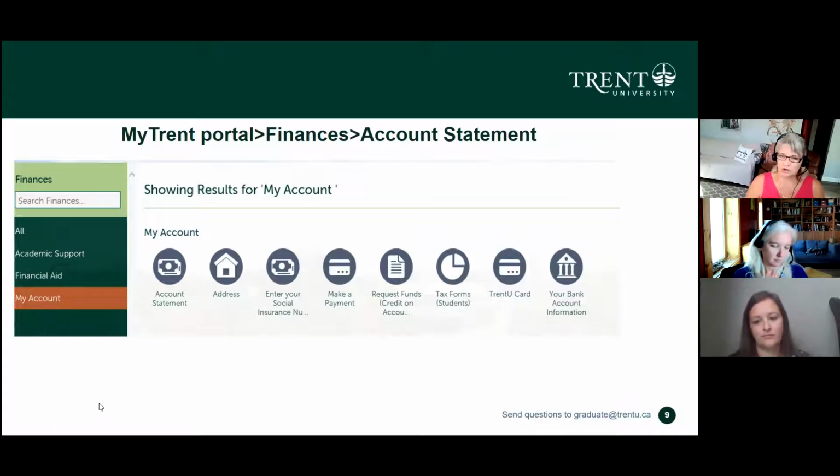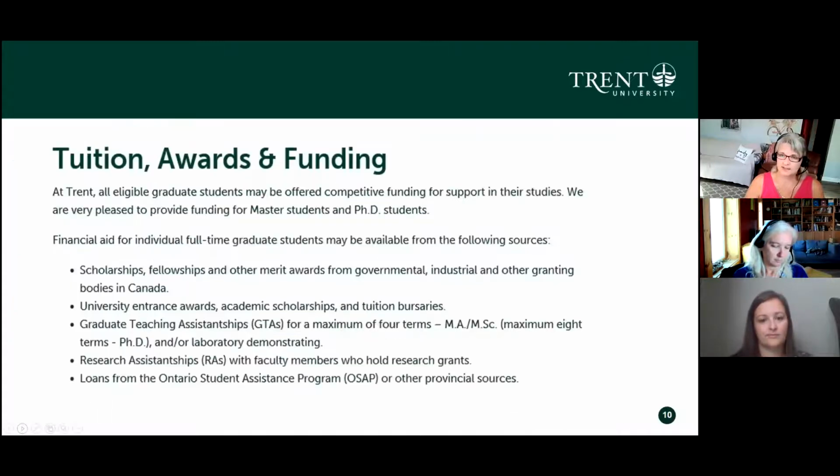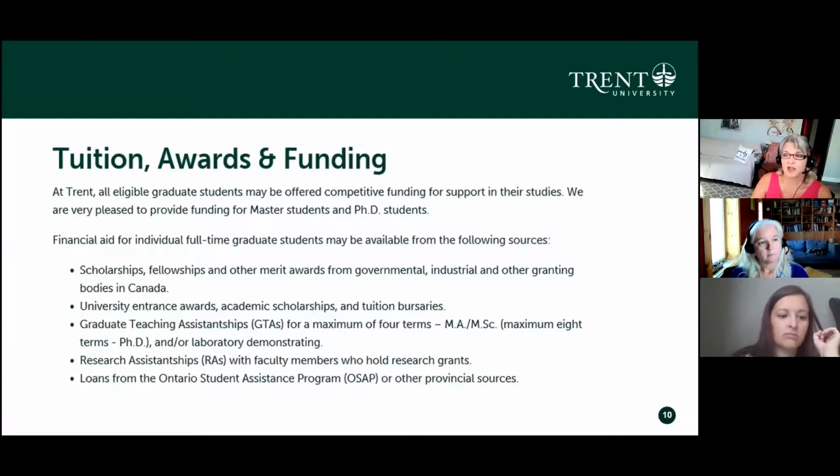So tuition awards and funding is next. At Trent, all eligible graduate students may be offered competitive funding for support in their studies. We are very pleased to provide funding for master's students and PhD students. Financial aid for individual full-time graduate students may be available from the following sources: scholarships, fellowships, and other merit awards from governmental, industrial, or other granting bodies in Canada, university entrance awards, academic scholarships, tuitions, and bursaries, graduate teaching assistantships.